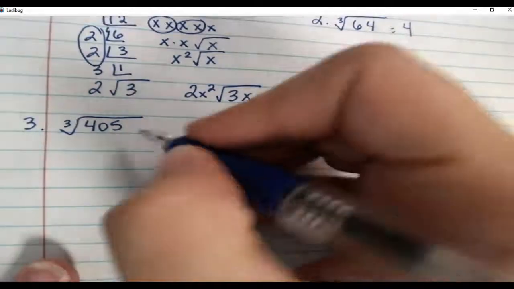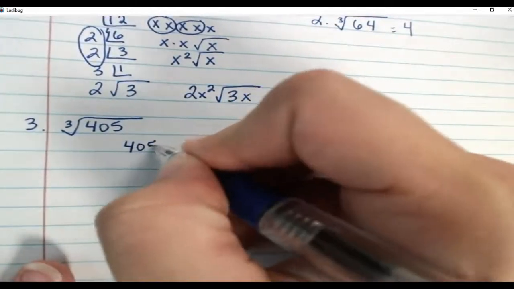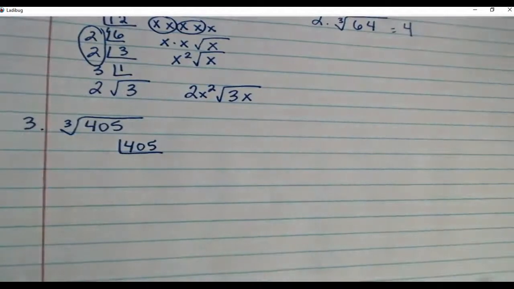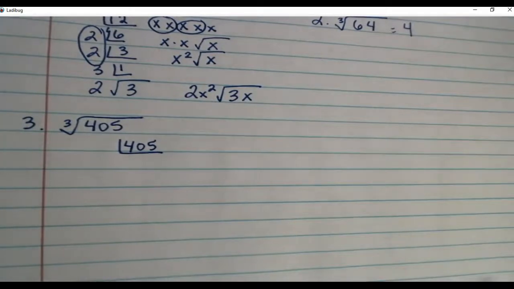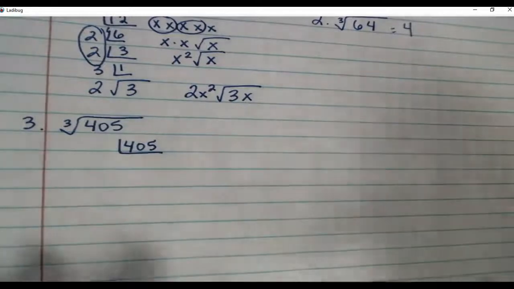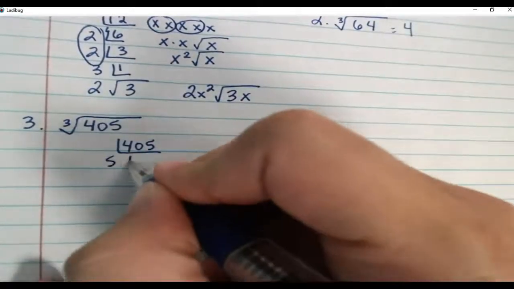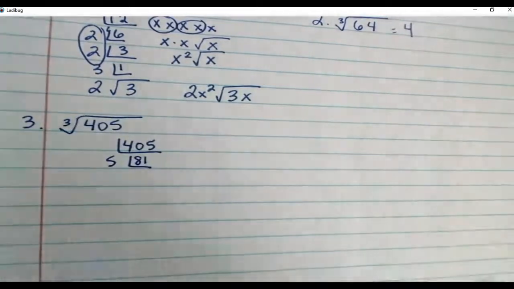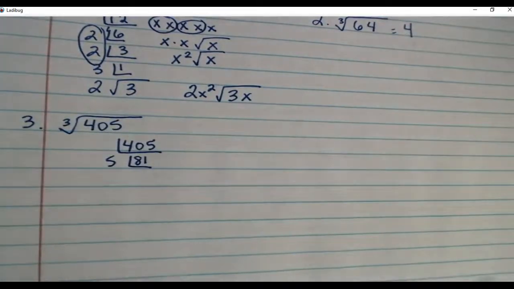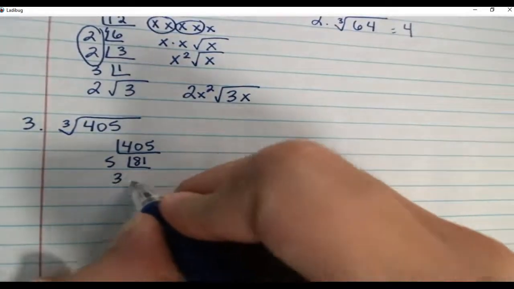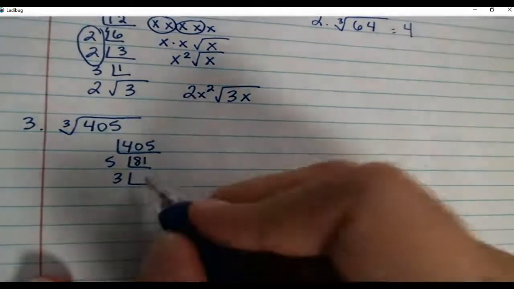Okay? So we start with 405. And what prime number goes into 405? 5. Good. So it ends in a 5. So remember, if it ends in a 5 or a 0, 5 always goes into it. So 5 goes in there 81 times. What prime number goes into 81? 3. How many times? 27.